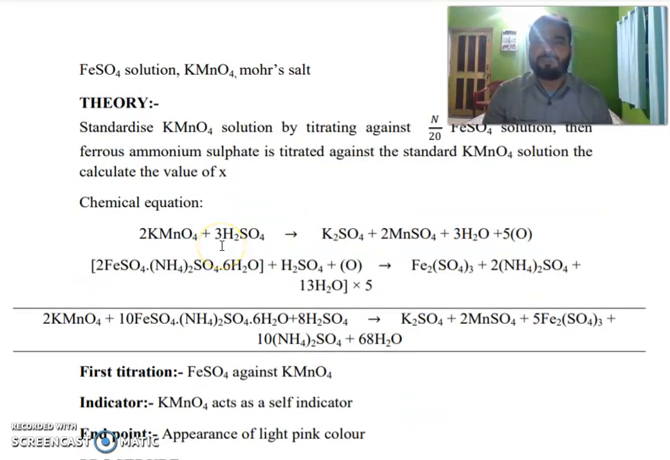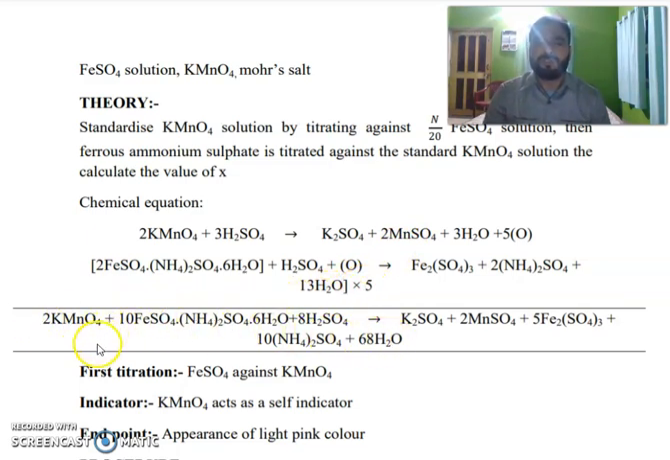So you need to know about the chemical equations. So this is the chemical equation. 2 moles KMnO4 plus 3 moles sulfuric acid gives 1 mole K2SO4, 2 moles MnSO4, 3 moles H2O, 5 oxygen. Then ferrous sulfate dot (NH4)2SO4 dot 6H2O plus H2SO4, with this oxygen, gives ferric sulfate and ammonium sulfate and water molecules. You have to multiply it with 5, and this is the final equation.